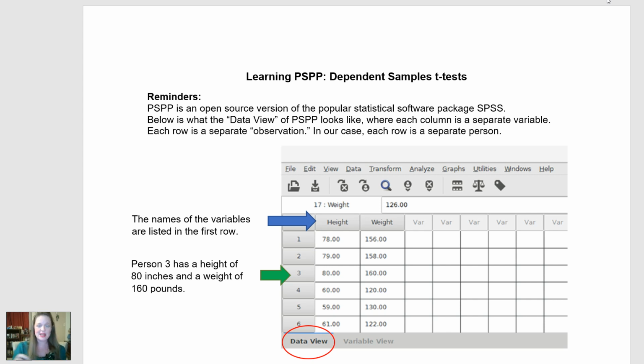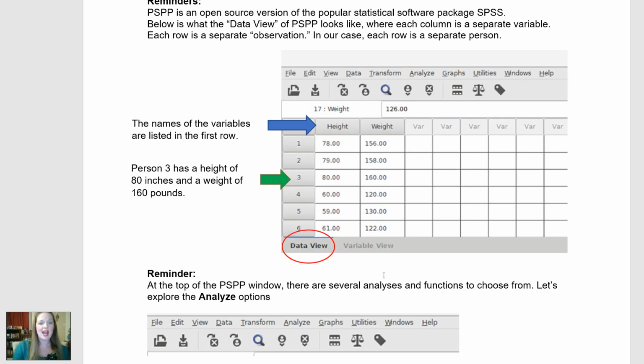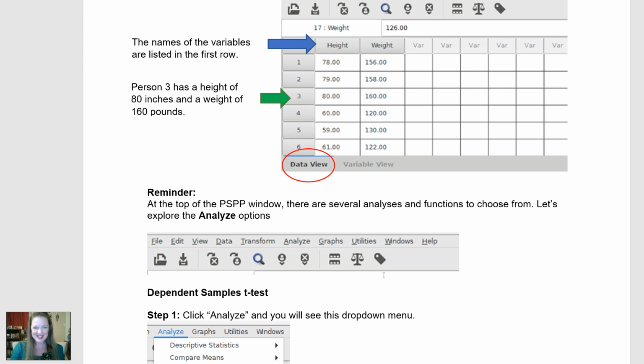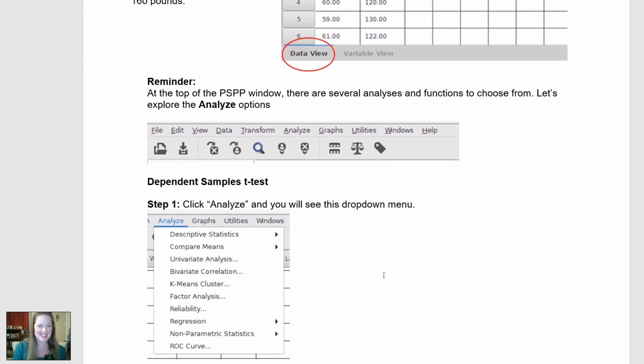As a reminder, PSPP is laid out a whole lot like Excel, if you're familiar with that program, with the different variables, the way that people can be different along the columns, and the different individuals you're going to assess are the rows. Person 1 had a height of 78 and a weight of 156. Person 3 had a height of 80 inches and a weight of 160. Right? And up to this point, we've done a lot of analyzing, and we're going to analyze again today.